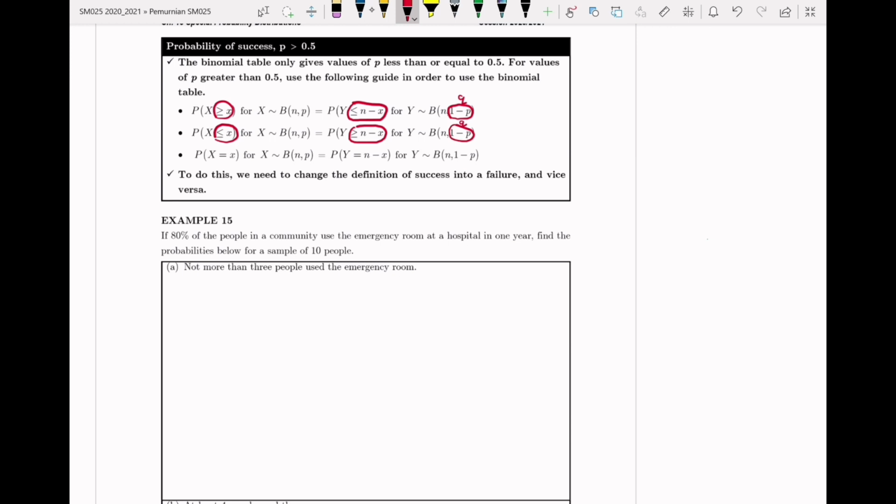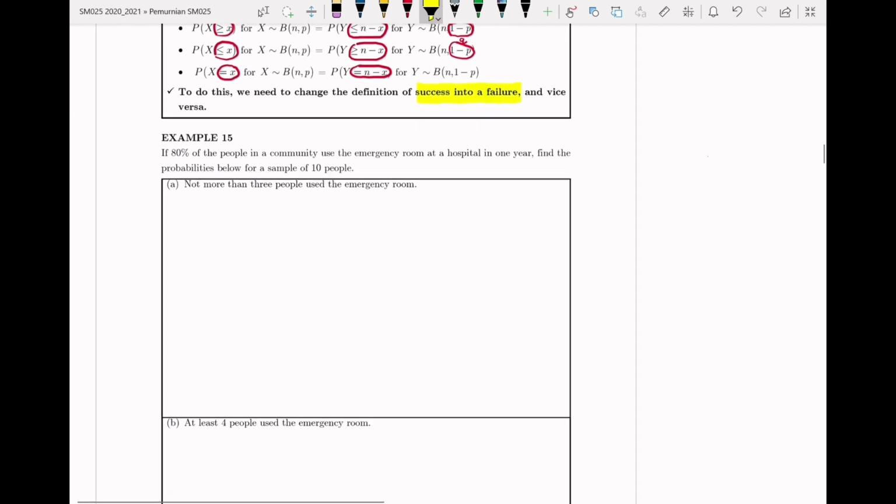So if we have P(X = x) for X binomially distributed n and p, we change it to P(Y = n − x) for Y binomially distributed n and 1 minus p. To do this, we need to change the definition of success into a failure, which means that instead of using p, we will use q, and if we want to use q, we need to change it to p. Okay, so let's look at example 15.